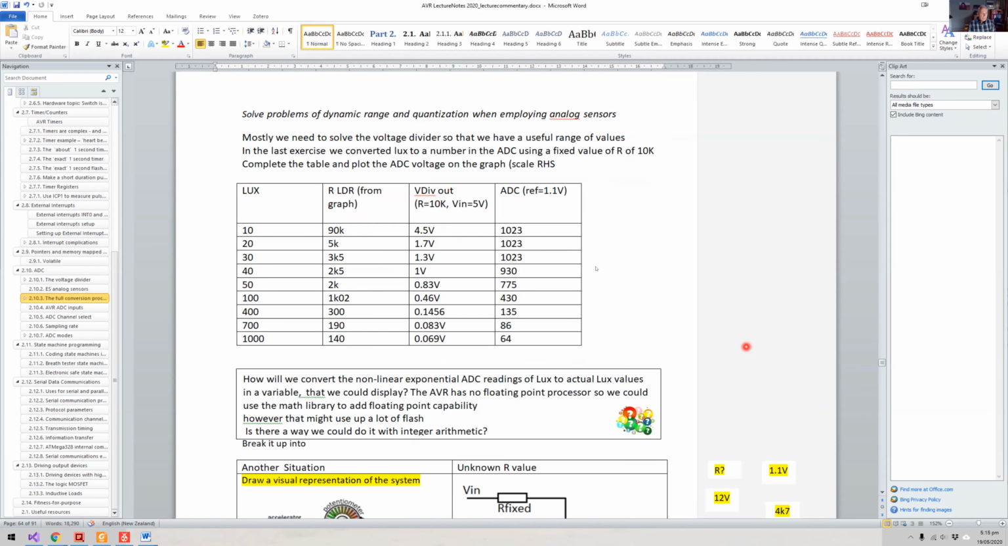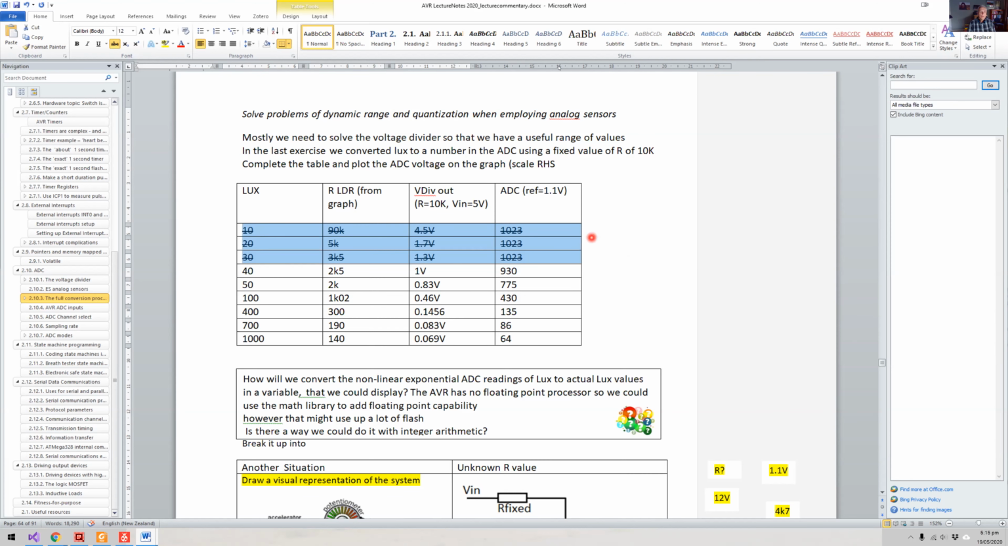So here what we've got is these different values from the graph. If we've got 10K in and looking at a lux of 10, we've got 90K on our graph. So what that equates to is 4.5 volts. So you can see that we can't actually work with these values of lux in our current system, okay? So they're a no-no. We really can't work with those, because they would exceed the capability of our analog to digital converter.